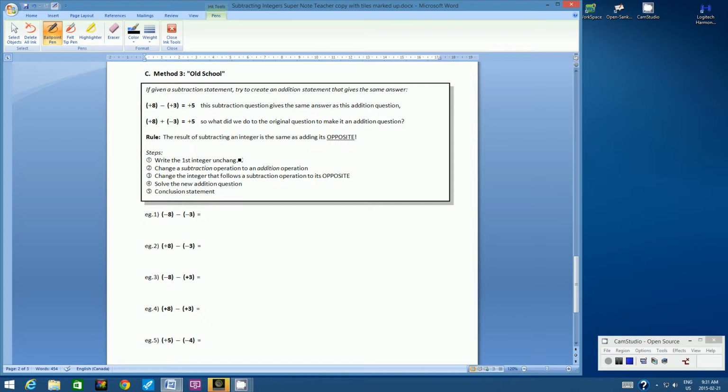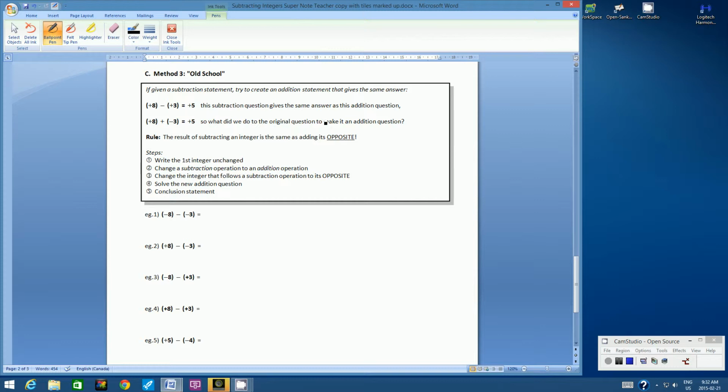All right, let's have a look at the note here. If given a subtraction statement, try to create an addition statement that gives the same answer. So if you're really good at adding integers, then you're going to love this method. For example, I have a subtraction question here: positive 8 subtract positive 3. We know that gives us an answer of positive 5. This subtraction question gives the same answer as this addition question: positive 8 plus, notice how we changed the subtraction to an addition, plus negative 3 equals positive 5.